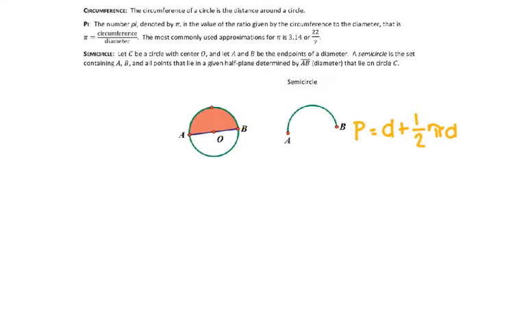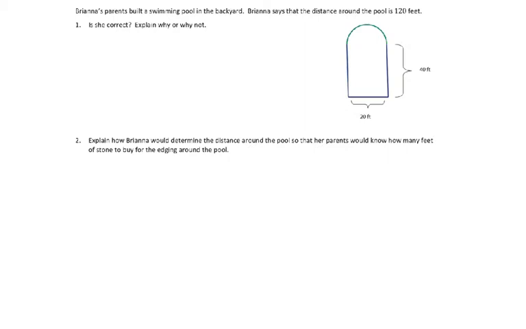All right, there's one more thing that I want to go through with you guys, and it's not something that you need to know for your homework, but I think it's important for you to understand for future lessons. So we have here something that's a little bit different from anything that you've seen so far. It says, Brianna's parents built a swimming pool in the backyard. Brianna says that the distance around the pool is 120 feet. Number 1 says, is she correct? Explain why or why not.